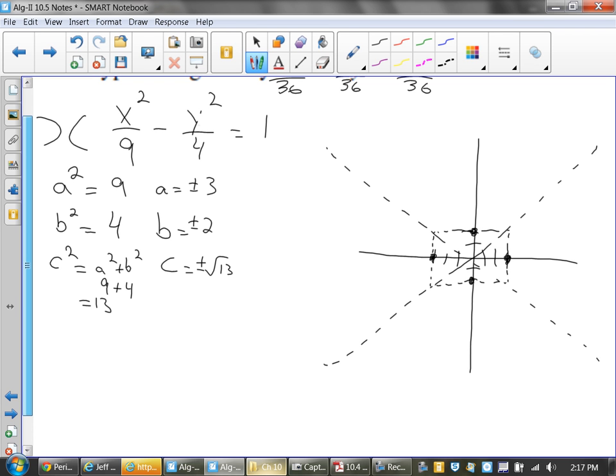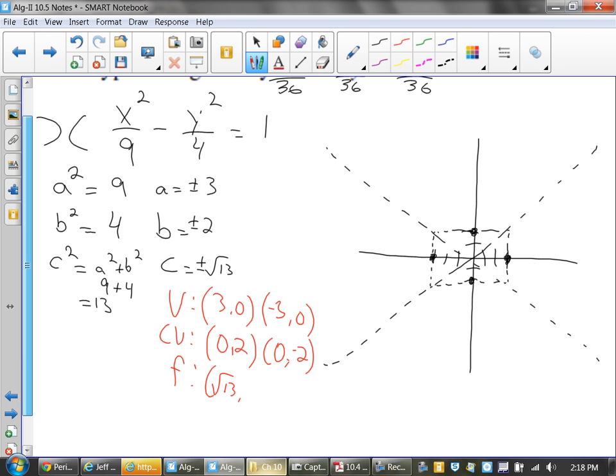And before we go ahead and label everything else, let's put down what we have. The vertex was at (3, 0), (negative 3, 0). The co-vertex, that B stuff, (0, 2), (0, negative 2). And now the focus. Remember, when it's going left and right, the focus is always going to share the same y coordinate. So it's (the square root of 13, 0) and (the negative square root of 13, 0).